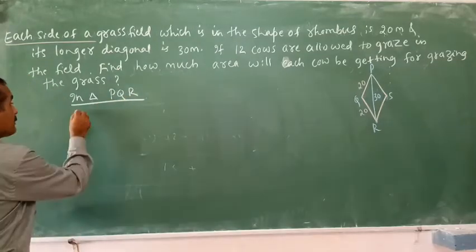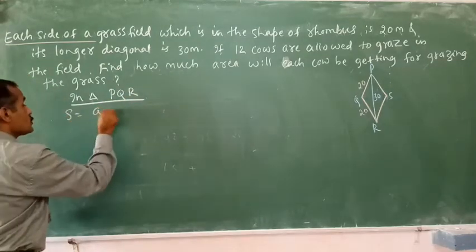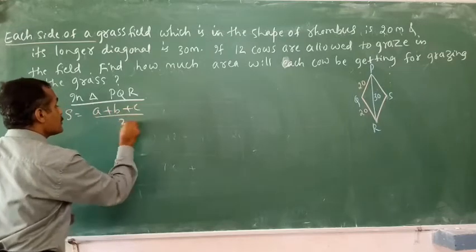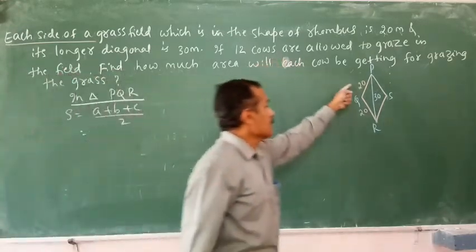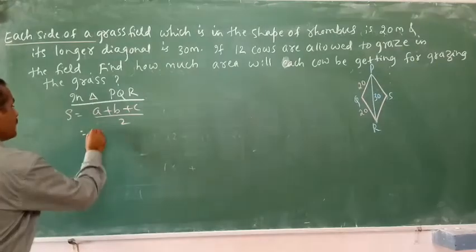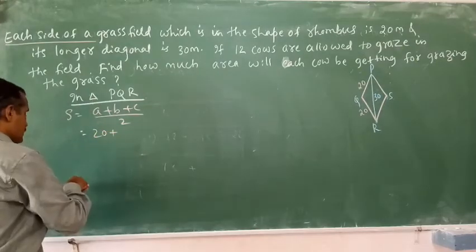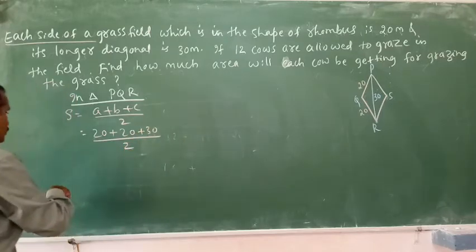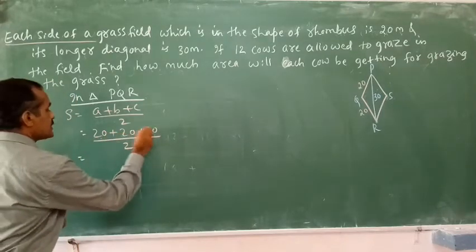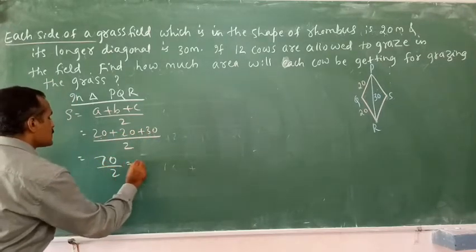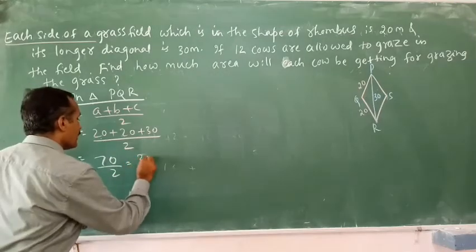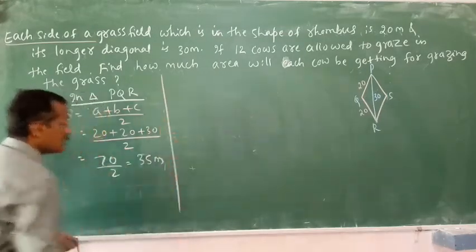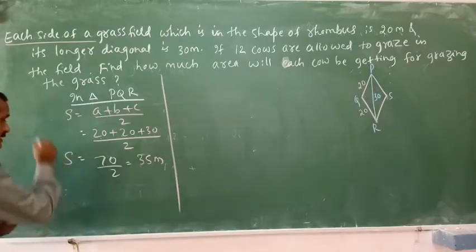First let me find the semi-perimeter. S is equal to a plus b plus c divided by 2. It is 20 plus 20 plus 30, divided by 2. That is 70 by 2. The answer is 35. What is this 35 meters? That is the semi-perimeter.